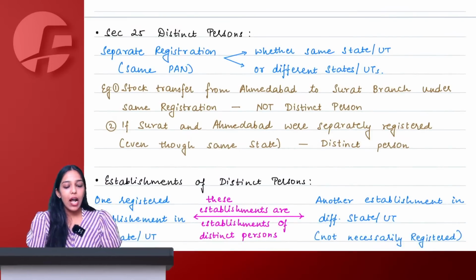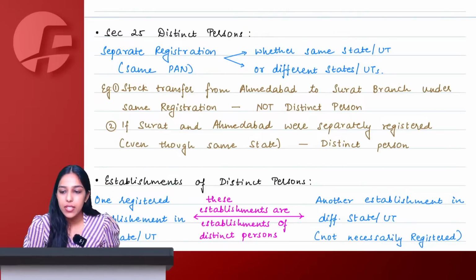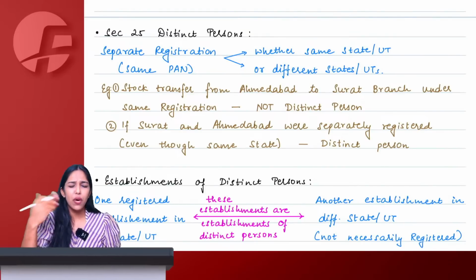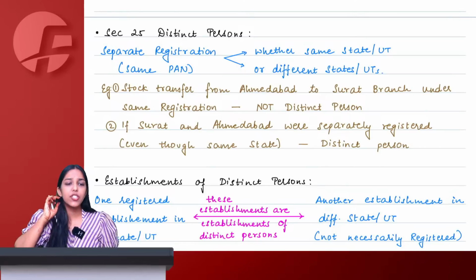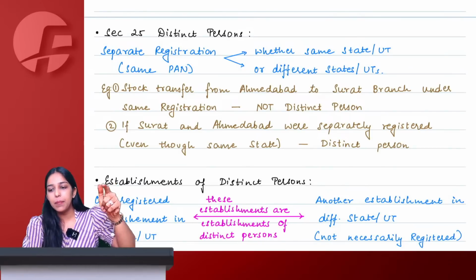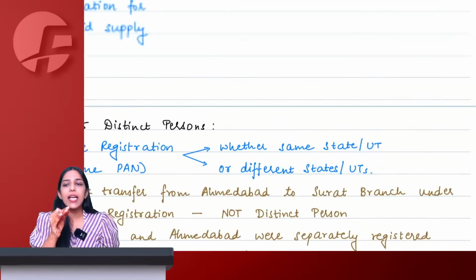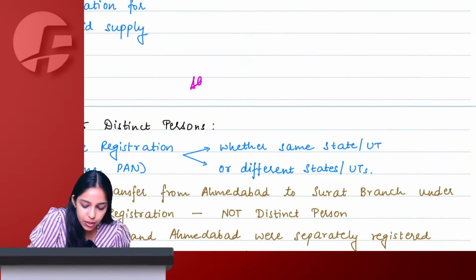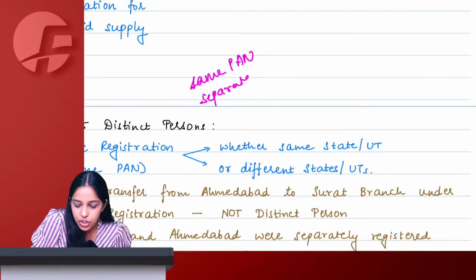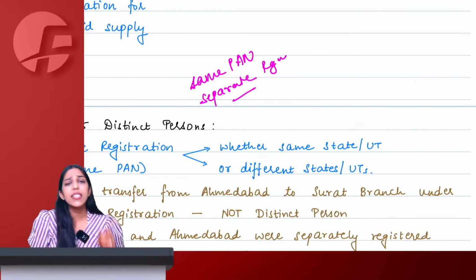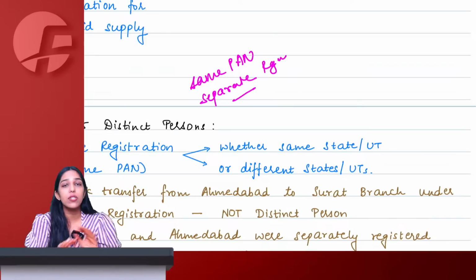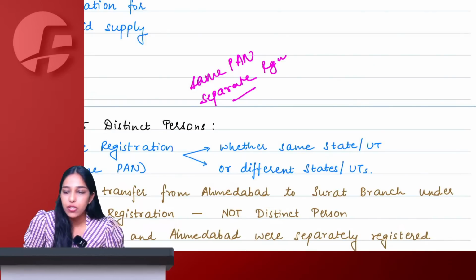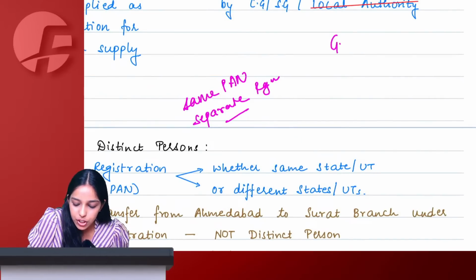Now, whenever I say section 25 distinct person, what you are going to shout? Come on, my batch students will always shout. Whenever I say distinct person, what you are going to say? Same PAN, separate registration. Distinct person means same PAN, separate registration. Very good. This can be in the same state also, in another state also, doesn't matter. The only condition is same PAN, separate registration.